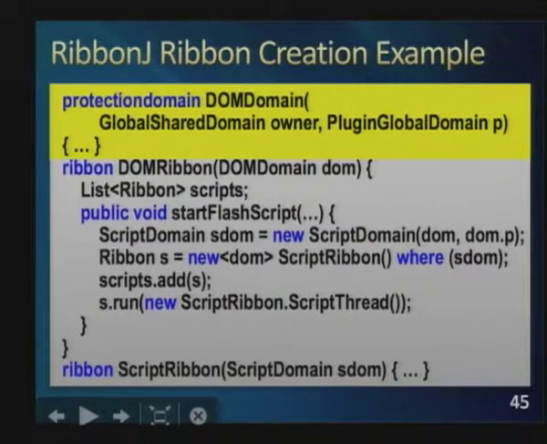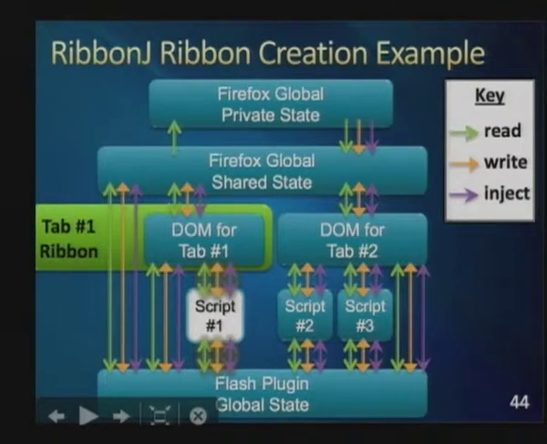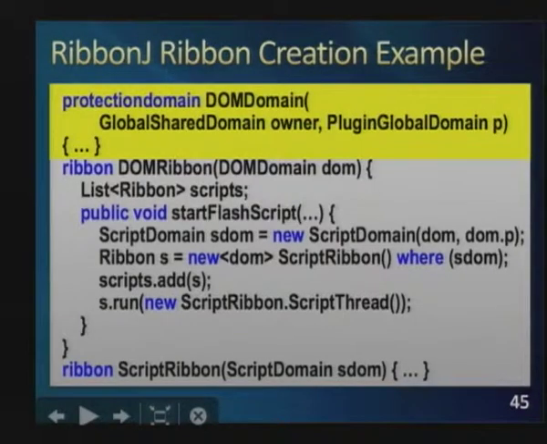All right, and so then we model this ribbon, just with the ribbon keyword, declaring the new type. It accepts one argument because you can see here that it's only living within one protection domain. It's living within one protection domain for this document object model. So it only has one argument.